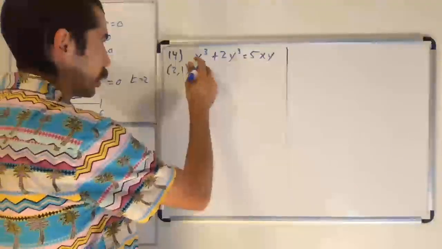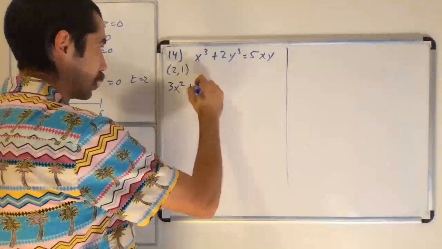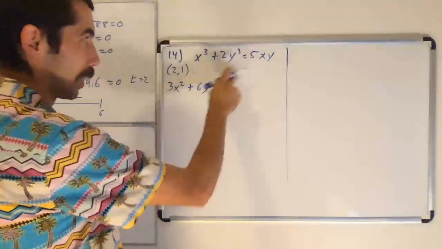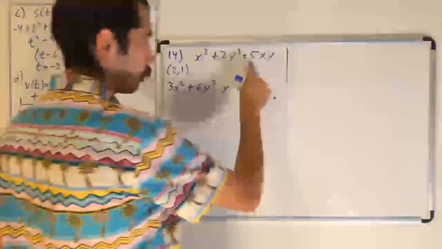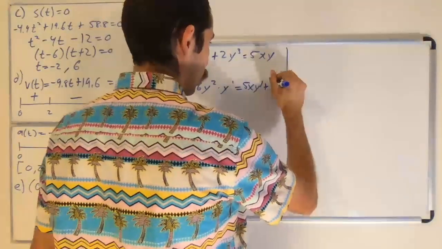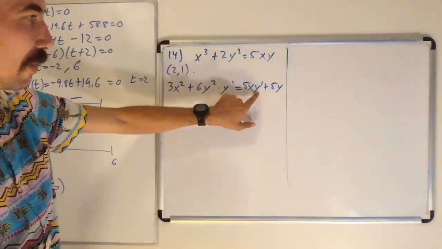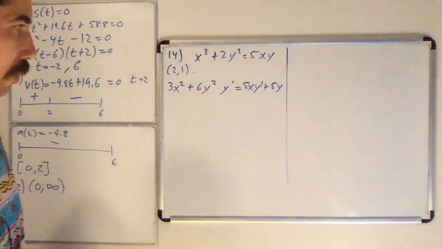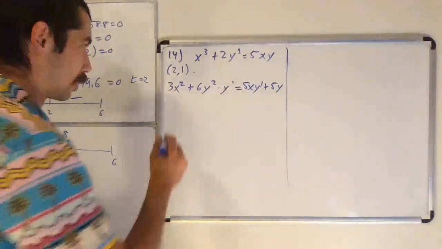Okay, so let's take the derivative of both sides. That's 3x squared plus 6y squared times y prime, right? We're taking the derivative with respect to x is equal to 5x y prime plus 5y. That's the product rule. First times the derivative of the second plus the derivative of the first times the second. Every term with a y prime, let's bring to the left. Everything else we could bring to the right.